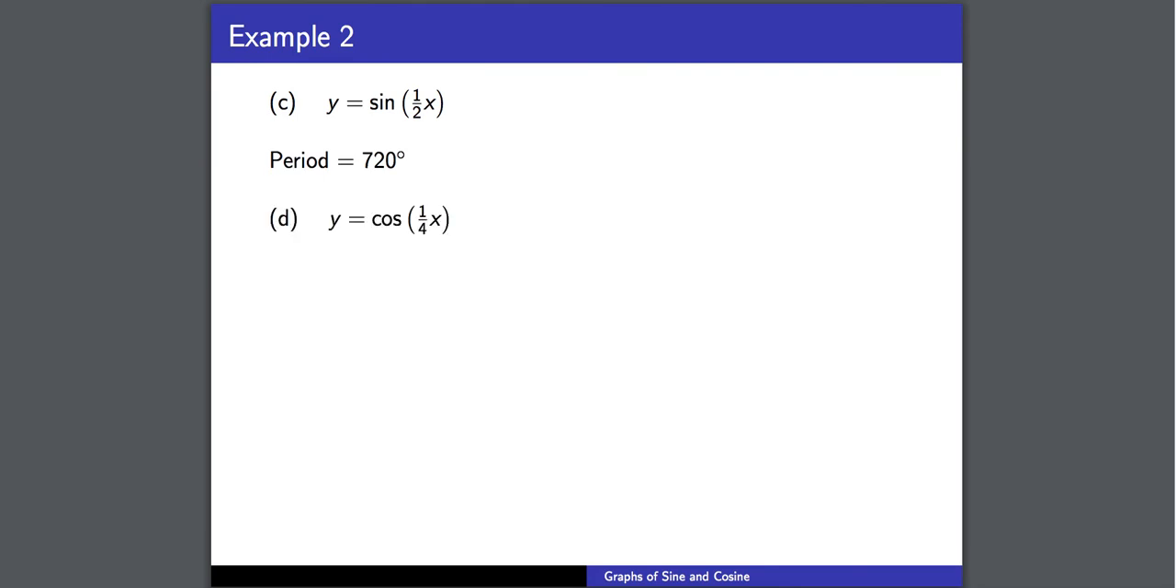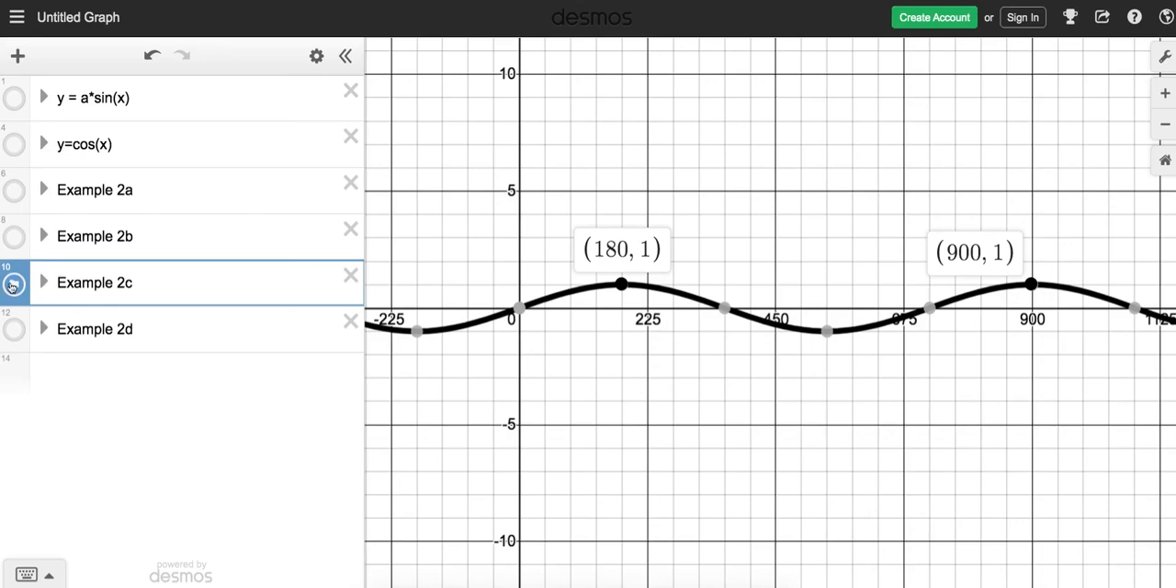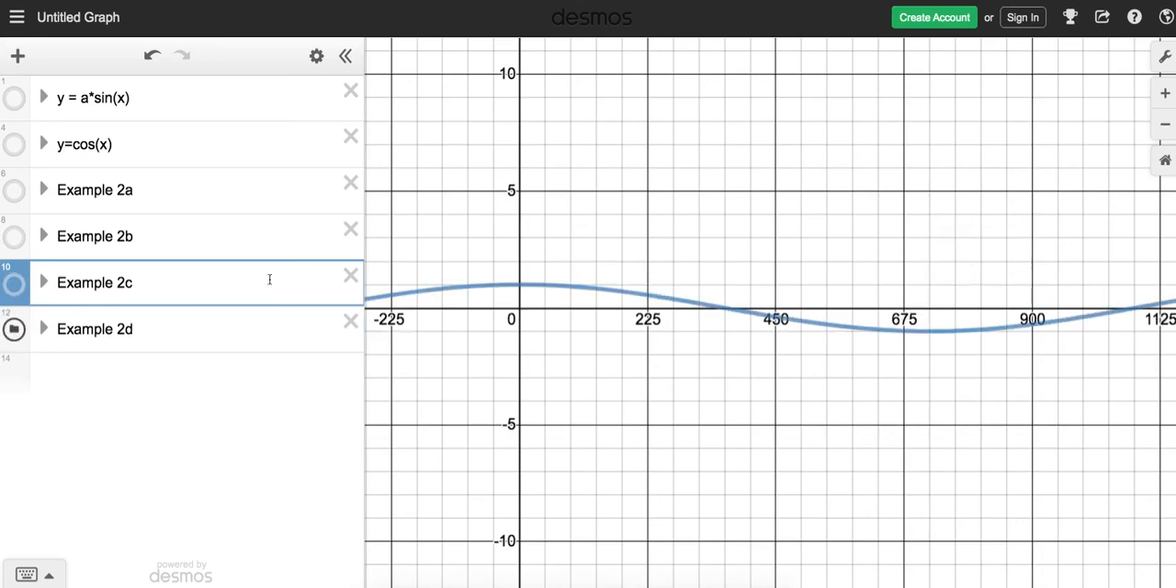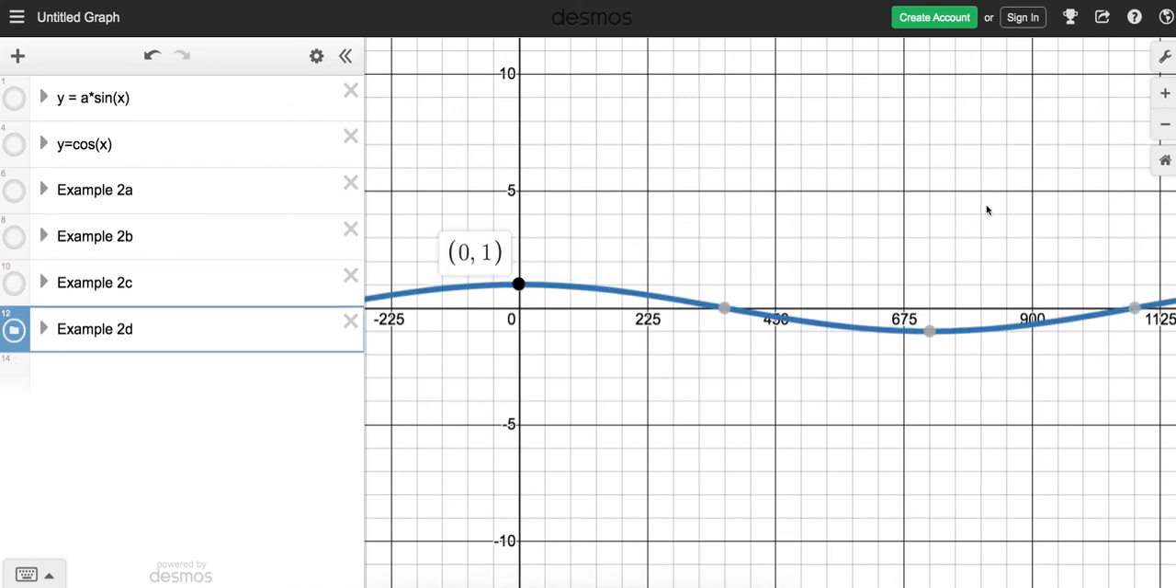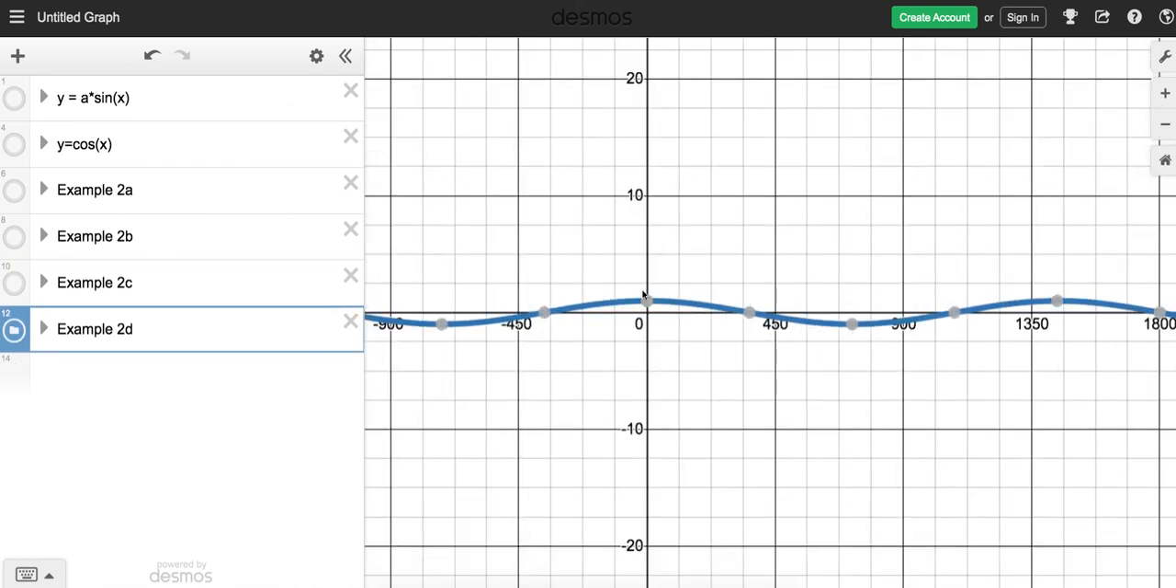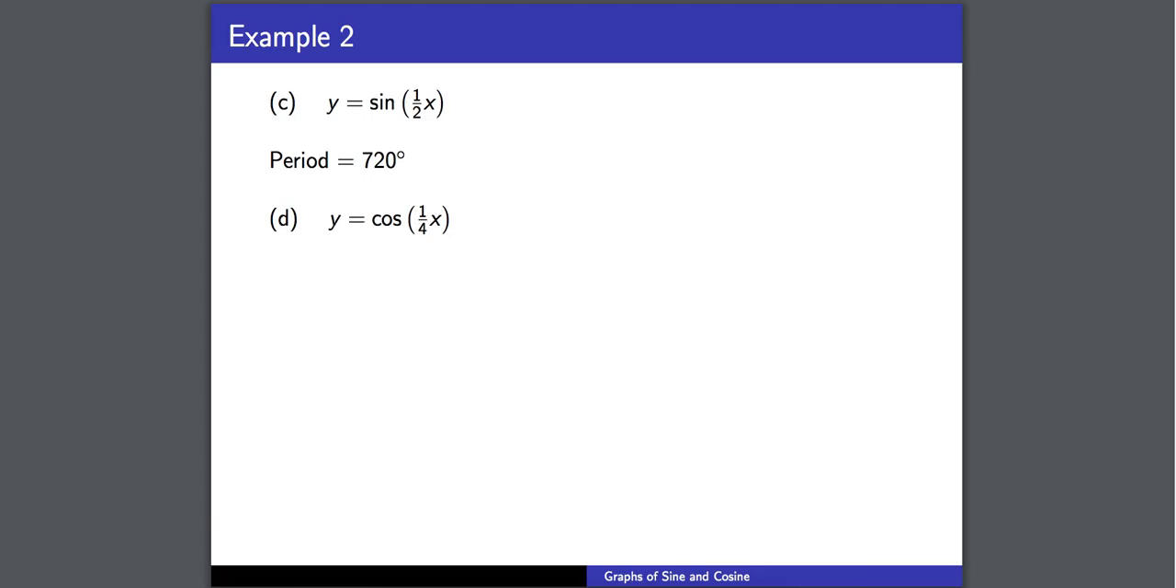All right, finally, cosine of 1/4 x. So part D is cosine of 1/4 x. This one, we get back to 1. It's going to take us a little bit. We get back up to this y value of 1 once we get all the way out to 1,440. So our period for cosine of 1/4 x is 1,440 degrees, or I believe that's about 8 pi radians.